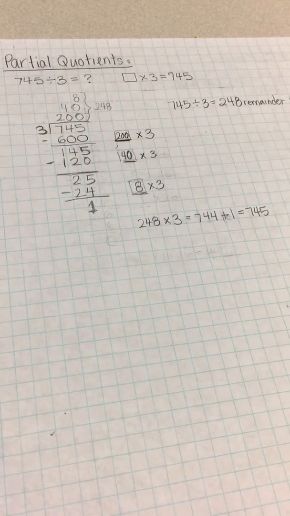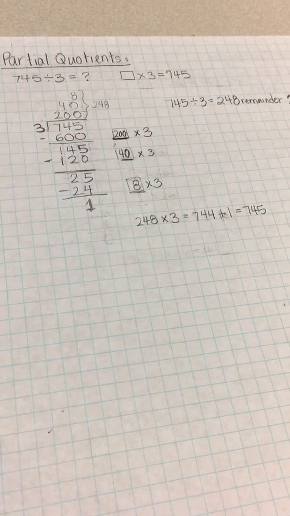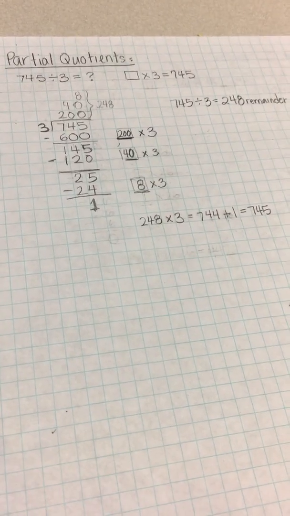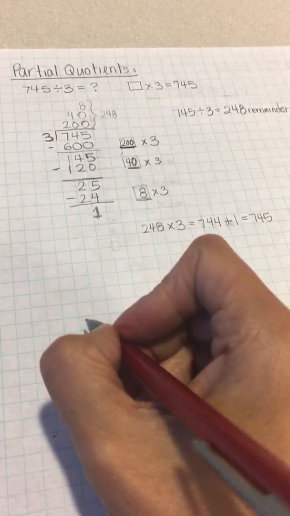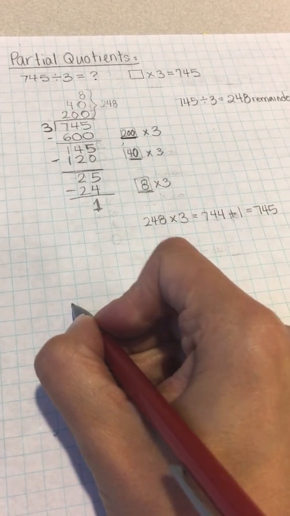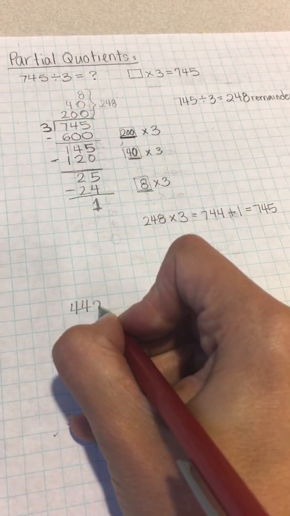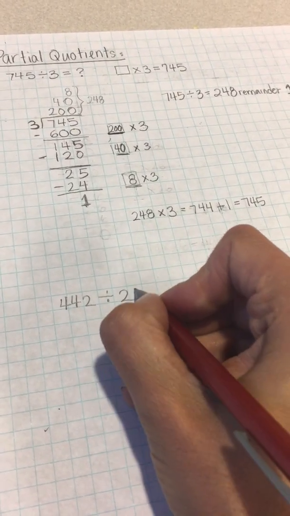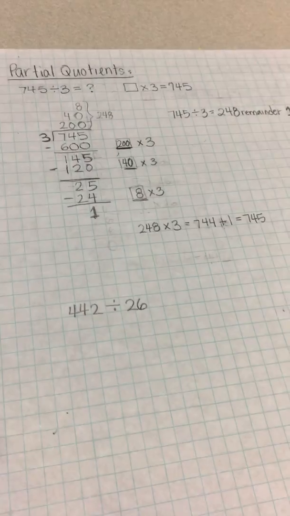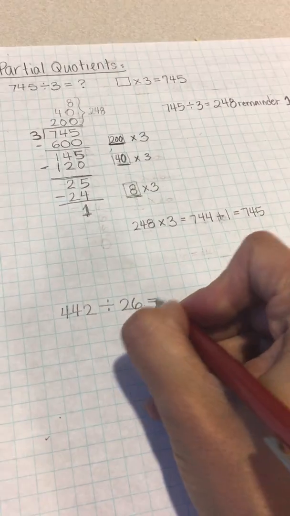So now that we've gone over the example that we did in class, let's do another one just to give you some more thought behind it. Okay, so let's do 442 divided by 26. Okay, so I want you to find that quotient.